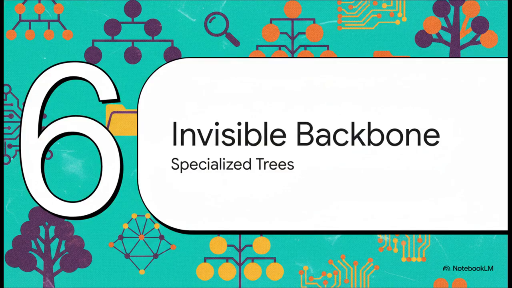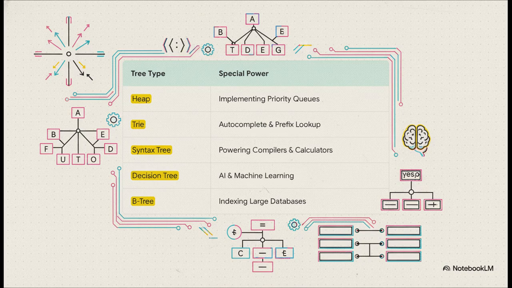So here's the thing. While the basic idea of a tree is pretty straightforward, computer scientists have gotten really creative and built all sorts of specialized versions. You can think of them like different tools in a toolbox, each one perfectly engineered for a specific job. And really, this is just scratching the surface. You've got heaps for managing priorities in a system, the tries we mentioned for autocomplete, syntax trees that let compilers understand your code, decision trees that are fundamental to AI and machine learning, and of course the B-trees that keep our databases fast. Each one is a powerful variation on a theme.